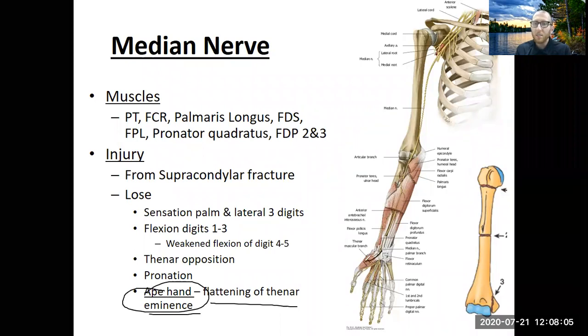The median nerve also goes to the thumb. So if you can't contract your thumb muscles, they will get weak and small. And basically what happens is your thumb goes in more like this, and it becomes more of what's called an ape hand. So ape hand, apes, gorillas, monkeys, whatever, they have more of this going on rather than the thumb out to the side. So that's the ape hand.